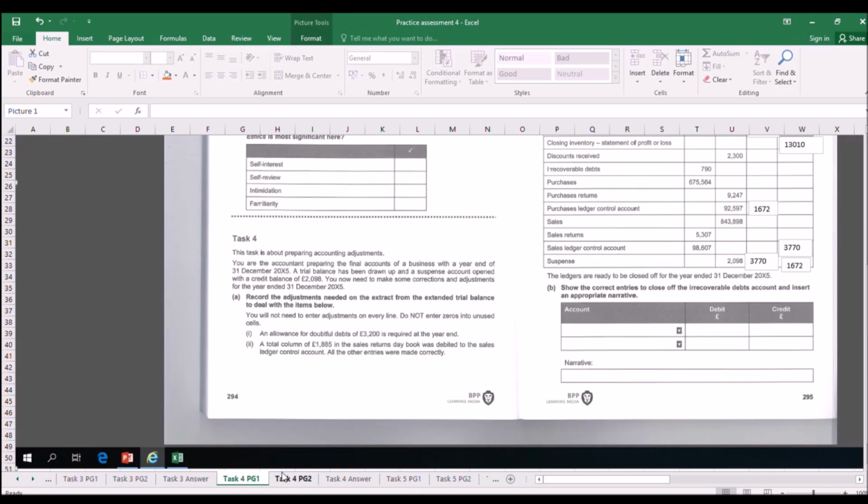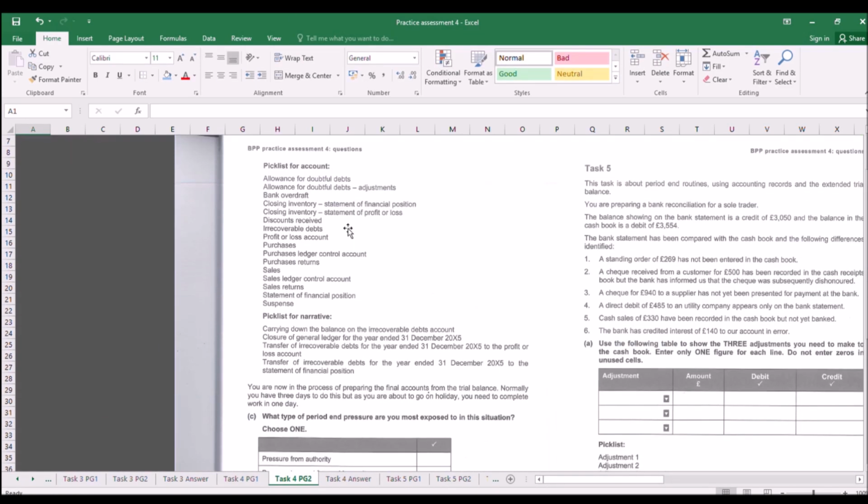Right. Let's see what else we've got then. What do we have available? We've got some options in here. So we've got our irrecoverable debts there, and we've got our profit and loss account there. So it would have been credit irrecoverable debts, debit profit and loss account in here. Let's look at our available narrative. We're looking for some line transfer wording. Carry down on the balance.